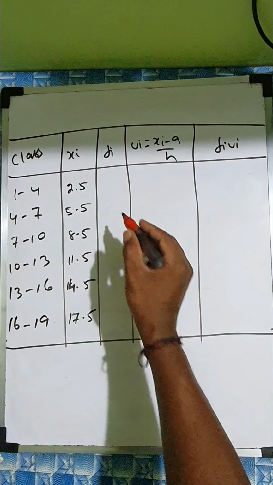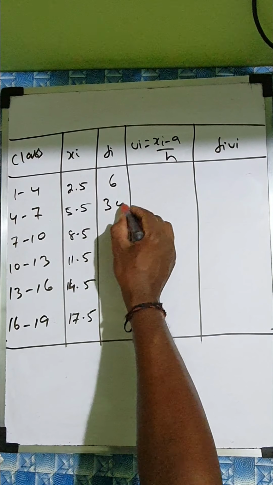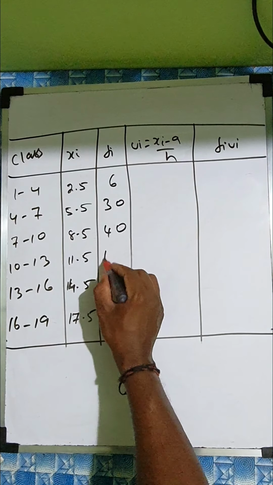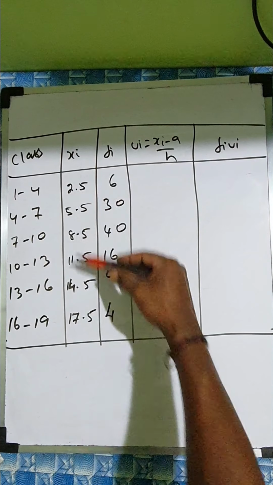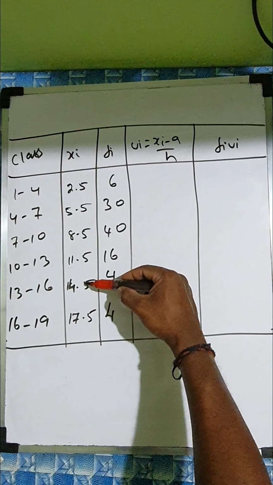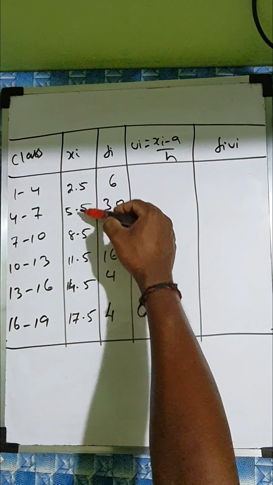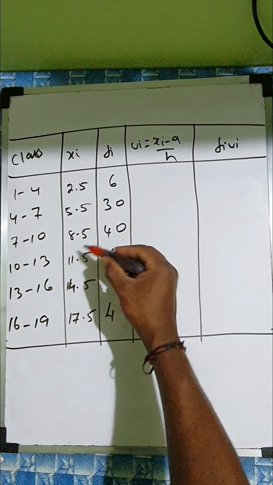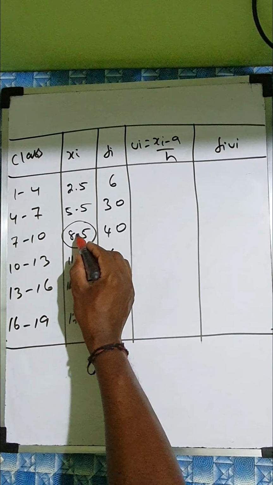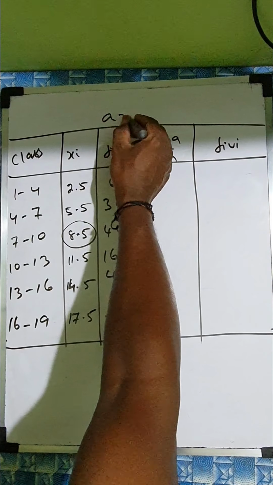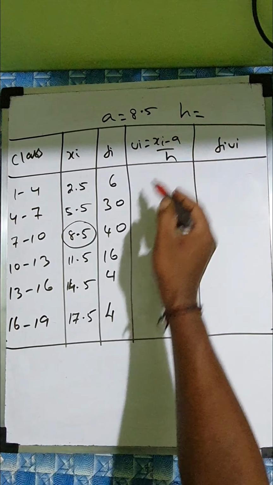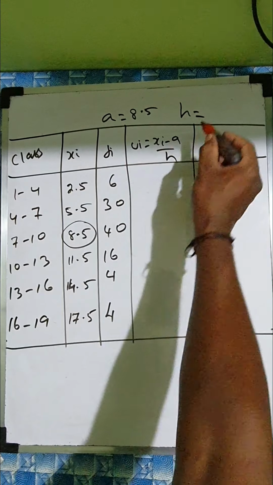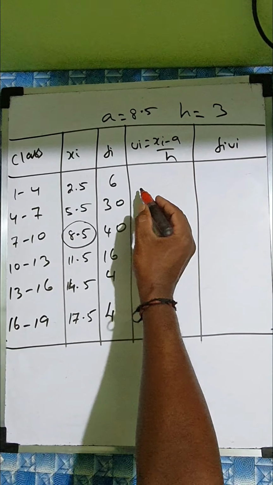The frequencies are 6, 30, 40, 16, 4 and 4. We'll take A here. These two numbers are in the middle, so we'll take the smaller one, 8.5. So A equals 8.5, and H we already know: 4 minus 1 is 3. Now we can apply it here.